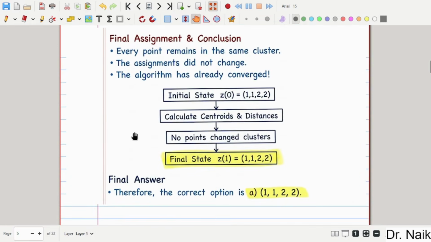So every point remains in the same cluster; the assignment did not change. The algorithm has already converged. Therefore, our correct option is A, (1, 1, 2, 2).